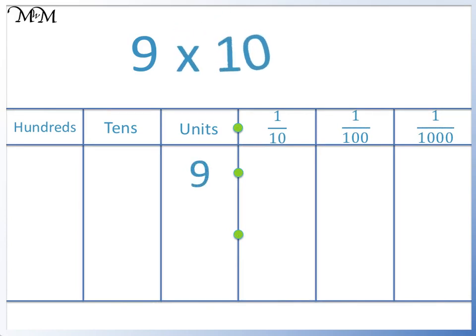When we multiply by 10, we move each digit one place to the left. So we move the 9 to the tens column. Because there are no digits in the units column, we write in a zero. 9 times 10 equals 90.